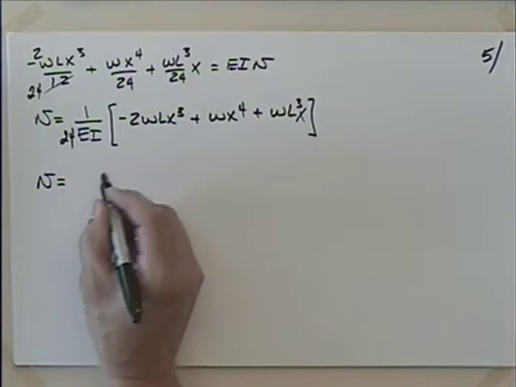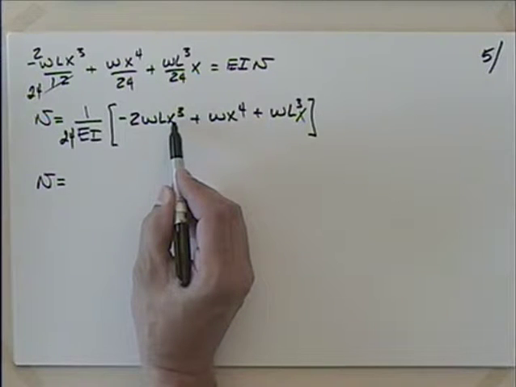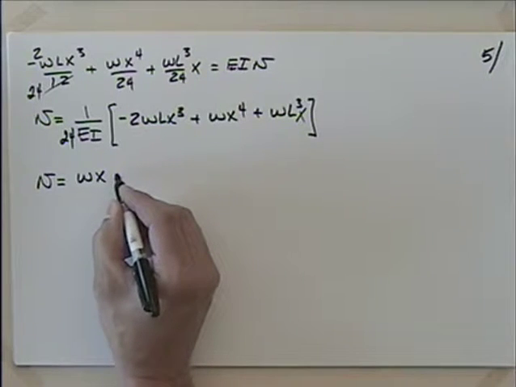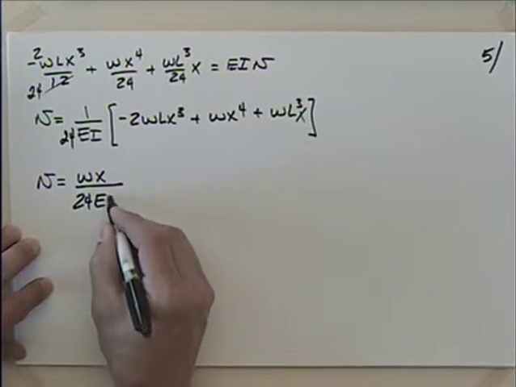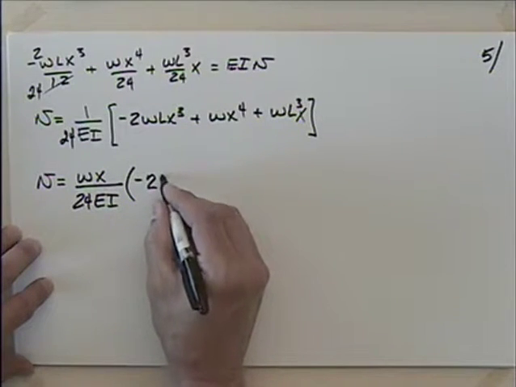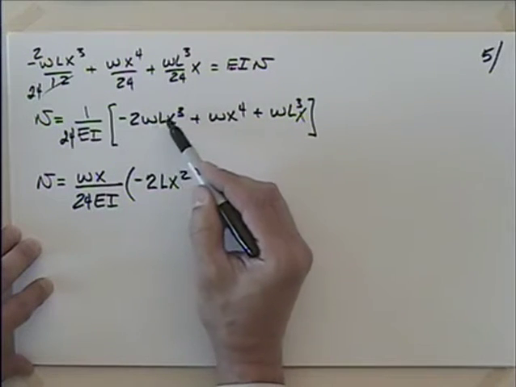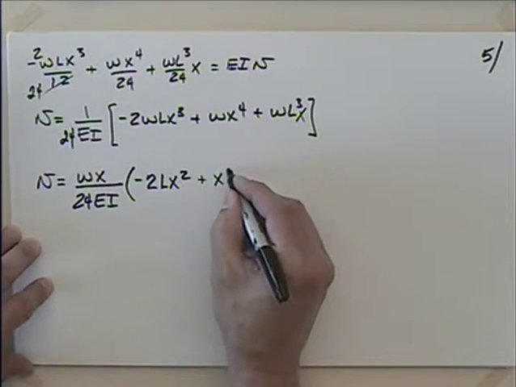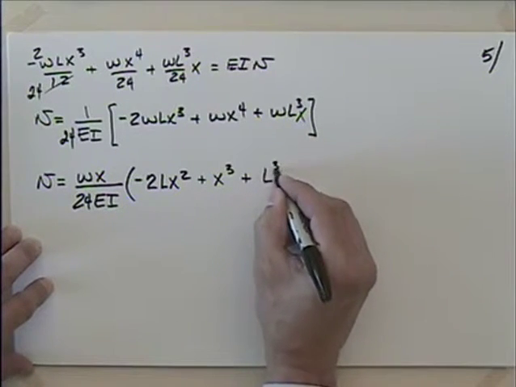That the deflection is equal to, what are we going to have here? I can pull a W and then X out, right? So WX divided by 24EI times minus 2Lx squared. Is that right? Minus 2L, yep, plus x cubed plus L cubed.